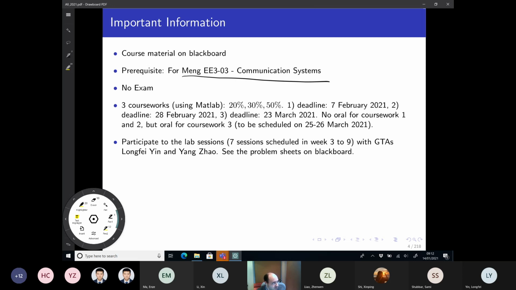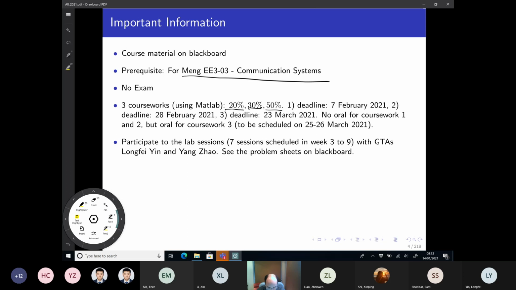This module does not have any exam, so this is a change compared to maybe 3 years ago, where we used to have one coursework and an exam at the end. Here there are no exams, it's based on 3 courseworks. They are divided as follows: 20% for coursework 1, 30% for coursework 2, and 50% for coursework 3. You already have the deadlines here. The first one will be 7th of February, the second one 28th of February, and the third one 23rd of March.